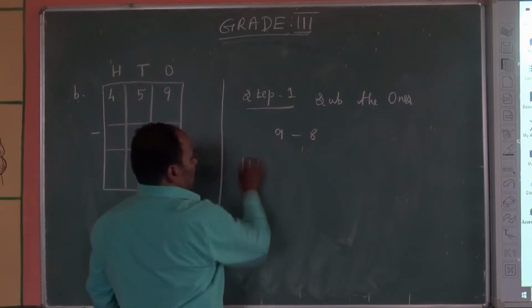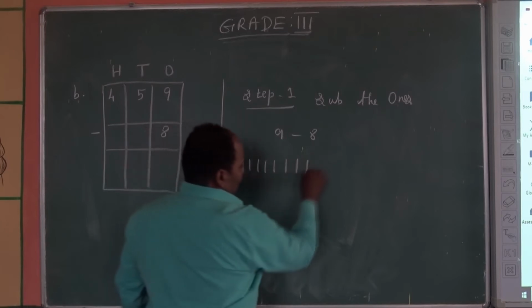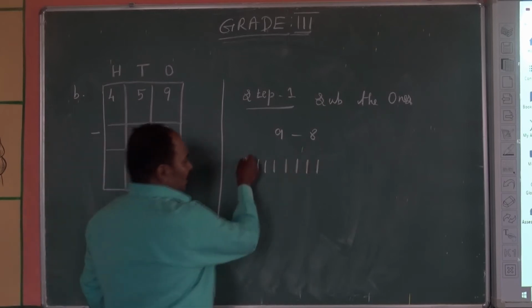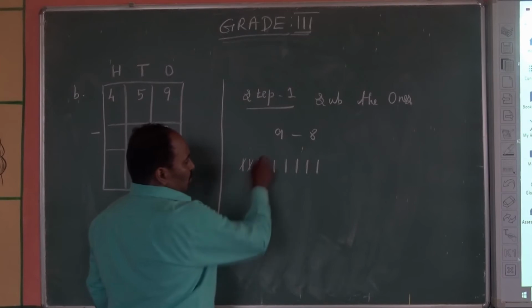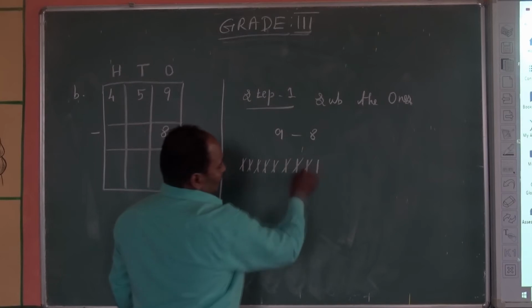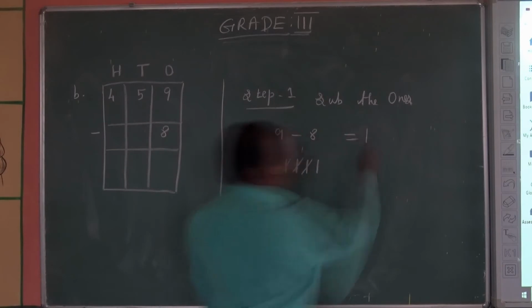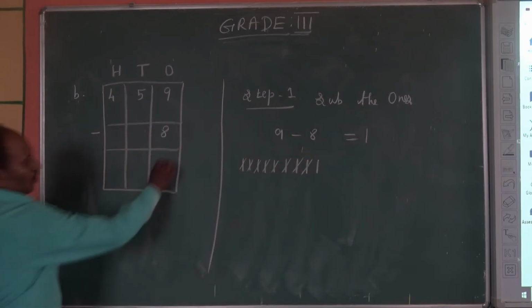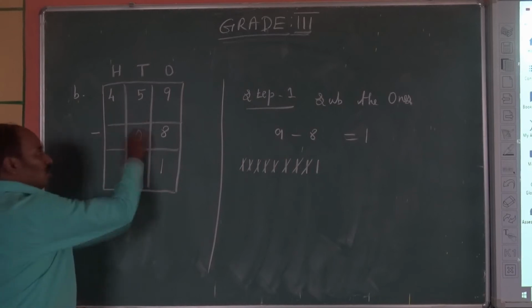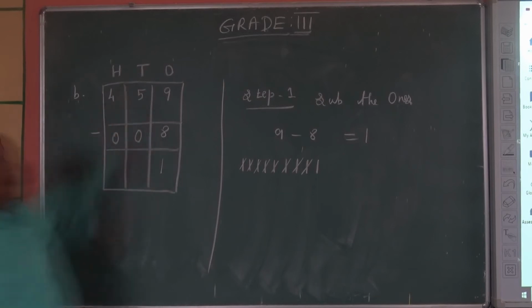Draw 9 sticks: 1, 2, 3, 4, 5, 6, 7, 8, 9. Totally 9 sticks, minus 8. We cancel the 8 sticks, remaining 1 stick. So 9 minus 8 is equal to 1. Next one, 5 minus here empty place, so 0. Next we go to step 2, tens place.